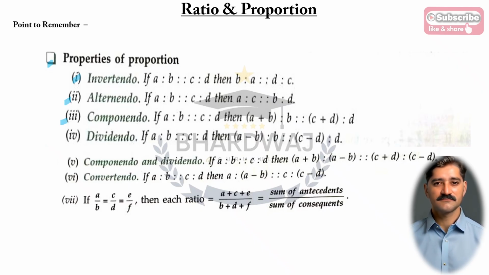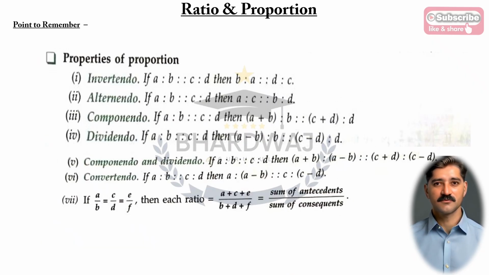4. Dividendo. If A is to B proportional to C is to D, then A minus B is to B proportional to C minus D is to D. 5. Componendo and dividendo. If A is to B proportional to C is to D, then A plus B is to A minus B proportional to C plus D is to C minus D. 6. Convertendo. If A is to B proportional to C is to D, then A is to A minus B proportional to C is to C minus D.